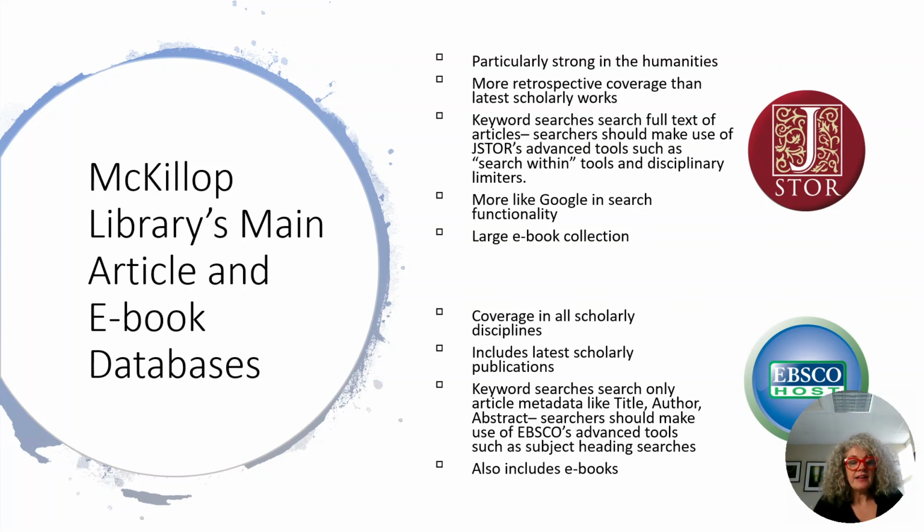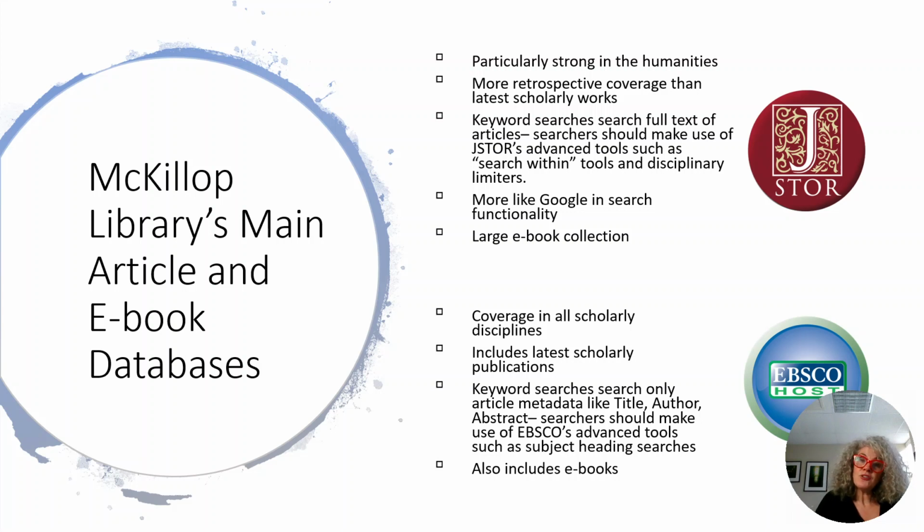EBSCOhost, on the other hand, is another journal article database that also has ebooks, and it has coverage across all the scholarly disciplines and may have articles that are right up to present, although it also has what we call embargoes, or rolling dates on certain publications of a year to 3 years.